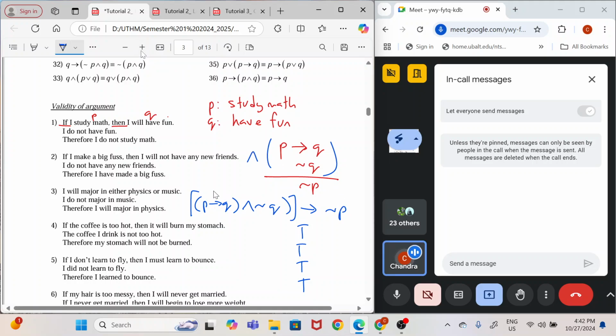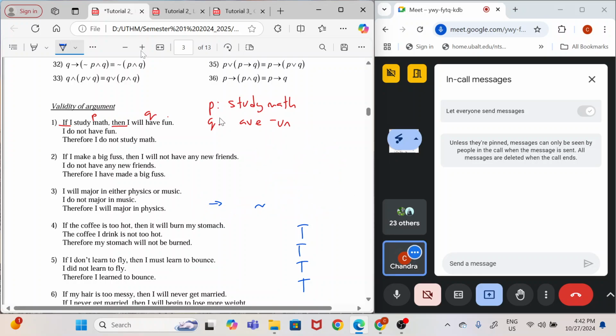For number 2 here, I'm going to erase this. For number 2 here, if I make a big fuss, then I will not have any new friends. So my P, this is my P.